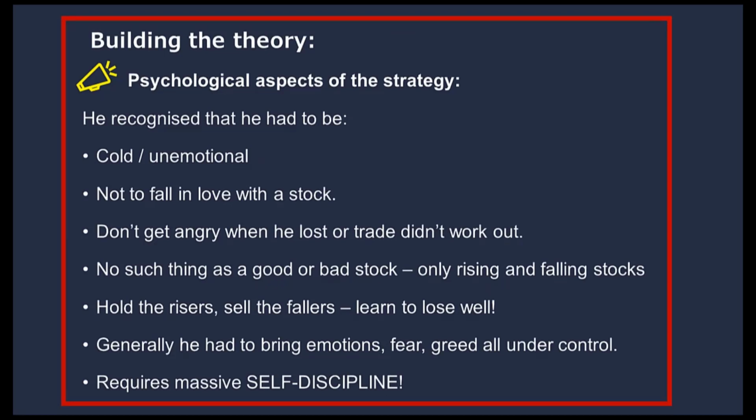What I hope you've noticed is that he underwent and fought through a huge amount of psychological aspects to build up his strategy, but he also summarized them himself, and that he recognized that he had to be cold and unemotional, not to fall in love with that stock and trade. Learn how to lose, don't get angry when you lost, analyze it, work out why. There's no such thing as a good or bad stock, only rising and falling stocks. He had to hold the risers and sell the fallers, so again learning to lose well and bring those emotions under control, the fear and the greed. And he knows that all of this required massive self-discipline. So this whole process that we're looking at is, like I say, a great overview of how to deal with your own personal psychological issues within the world of trading.